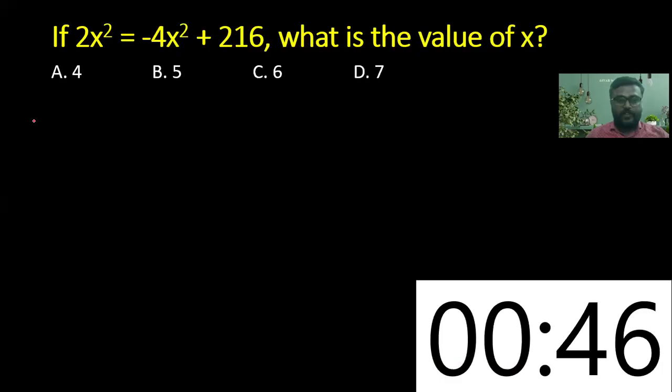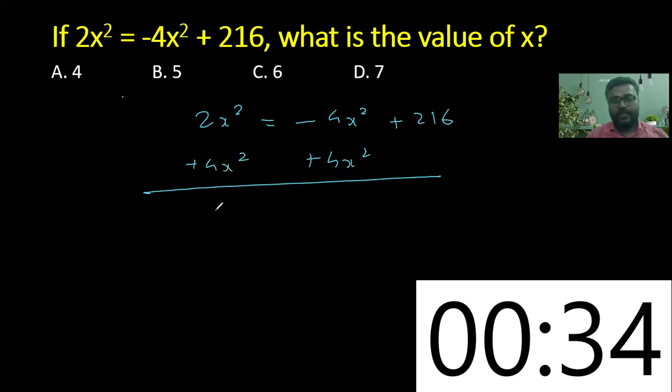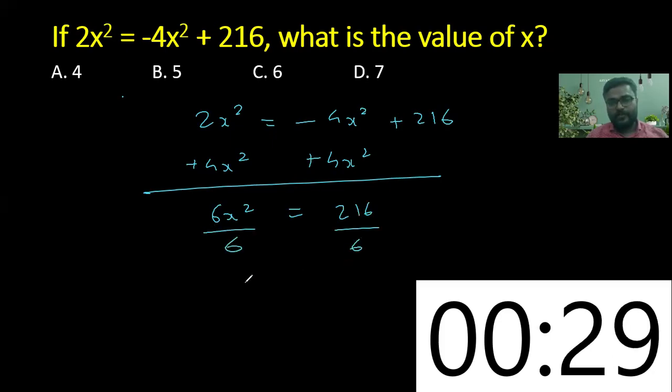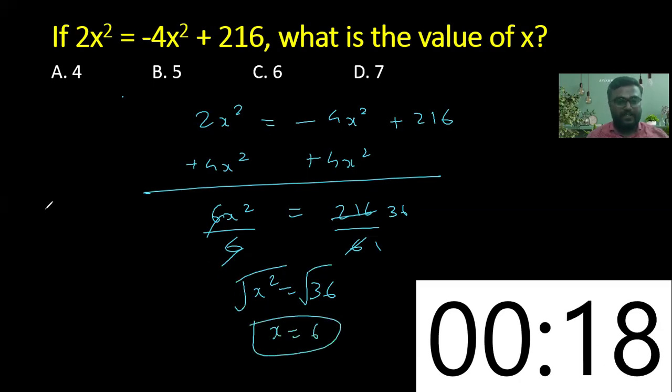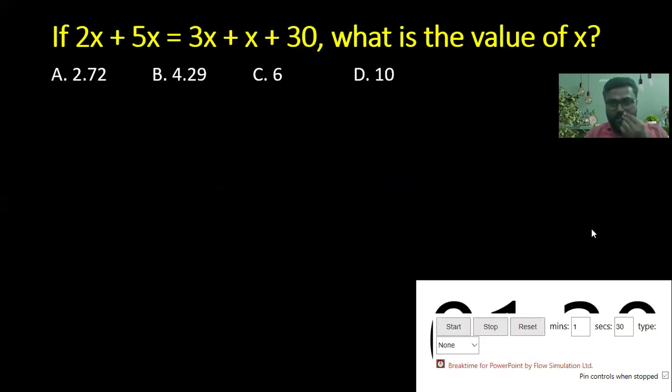So the first step that you must have done is nothing but add the 4x square to both the sides. What do you get? 6x square is equal to 216. Divide both the sides by 6. 6 will get cancelled. This times 1 there. This will become 36. X square is equal to 36. Taking square root on both the sides, we have x equals 6. That's correct. Awesome. Try solving this, guys.